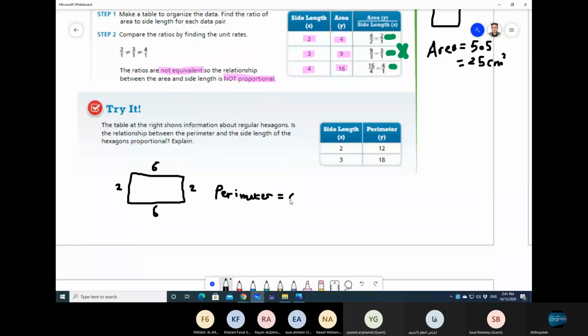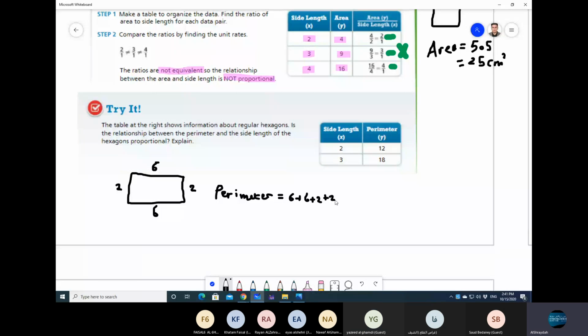Who can give it to me, please? It's 12 divided by 2 and 18 divided by 3. It's equivalent. It's the same. Excellent. You are excellent. Okay.